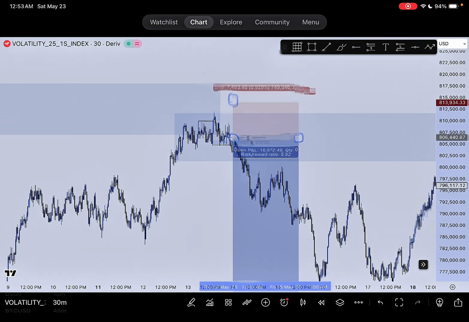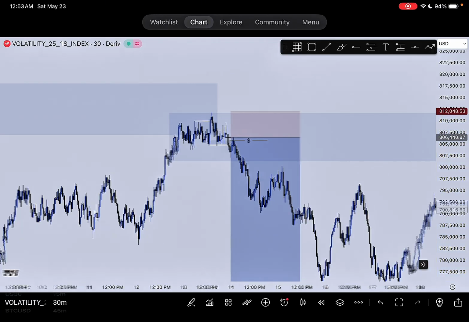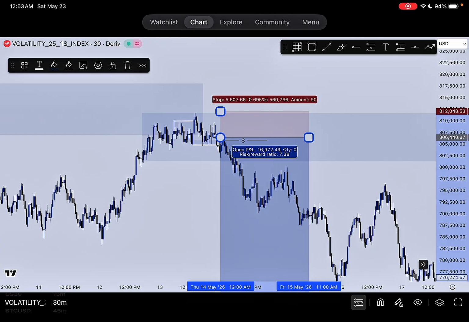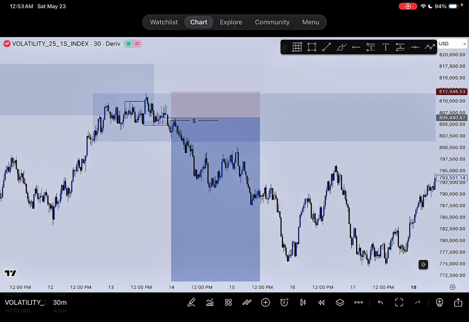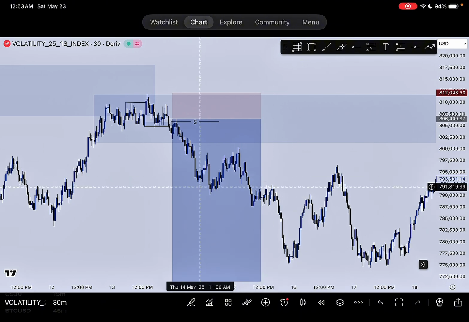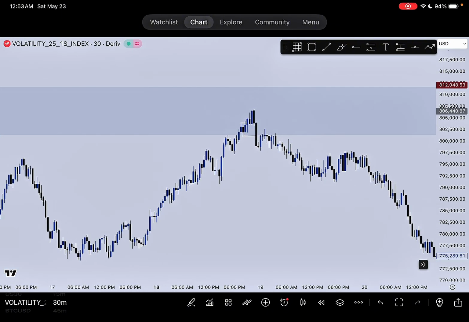And our stop loss will be above this high here. So this is the 1 to 7 risk to reward. That's the first trade we took, but that was last week. So for this week, this is what we'll have here.